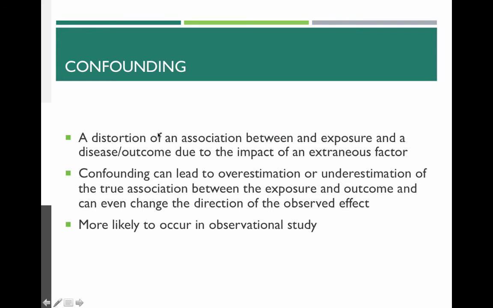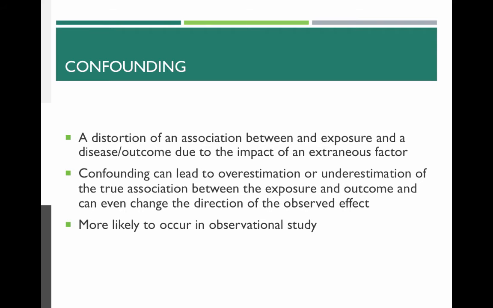So now that we've talked about bias, we need to talk about something called confounding. Confounding is a situation where we have a distortion of an association between an exposure and an outcome due to the impact of some third variable or group of variables. So confounding is a problem because it can lead to an overestimation or an underestimation of the true association between the exposure and the outcome. It can even change the direction of the observed effect.